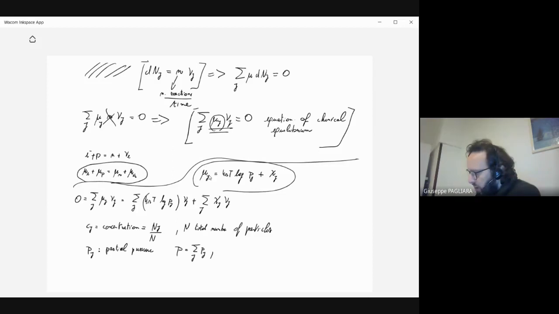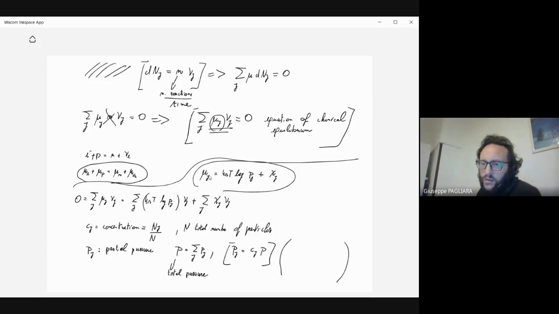And of course now pj and P must be related to each other by a concentration, in the sense that we can write that pj is equal to cj times P, where P is the total pressure and pj is the partial pressure and cj is the concentration of the species. Okay, why do we have this definition of the partial pressure? The pressure scales as the number of particles, okay? So it's linear in the number of particles, therefore must be proportional to cj. Or if you want, in other words, cj is the ratio between nj and n, and similarly pj is the ratio between pj and P, okay? Partial pressure and concentration.